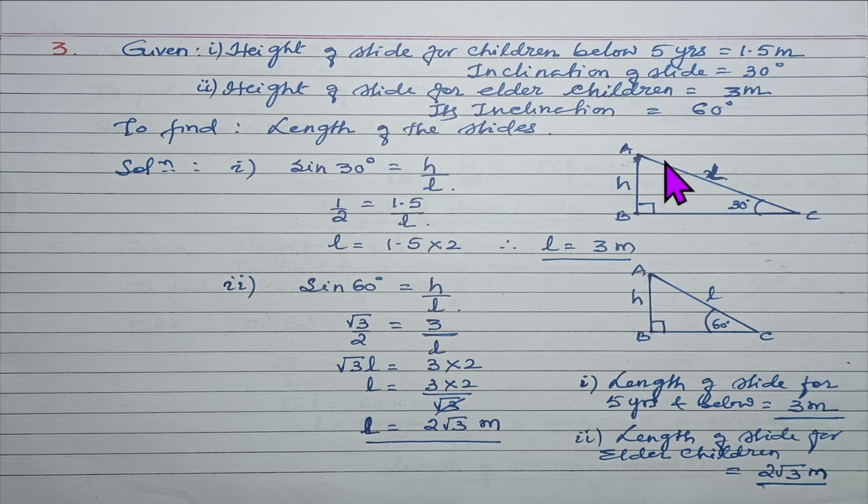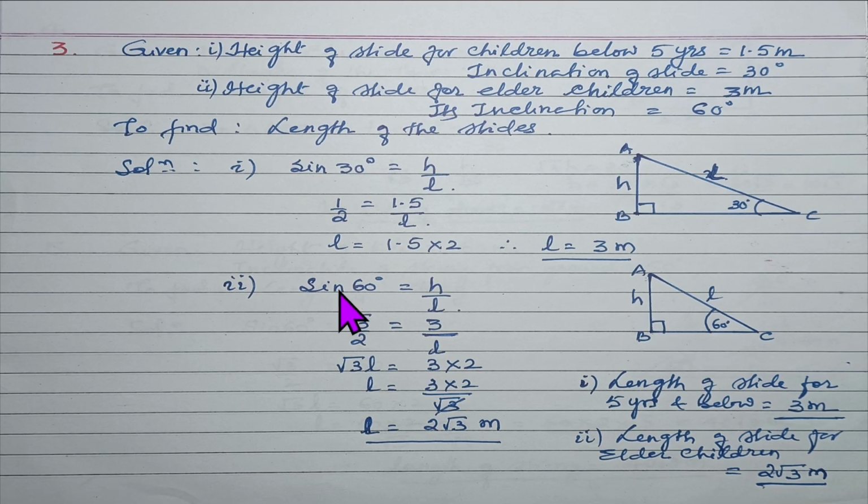Now let us take the slide of the children below 5 years. If I take the length of the slide as L and the height of the slide as AB, we are already given the height of the slide. We have to find the length of the slide here. So we can use sine 30 degrees. Sine 30 is H upon L, and sine 30 is half, H is 1.5 and L is not known, we have to find. So L is equal to 1.5 into 2, that is L is equal to 3 meters.